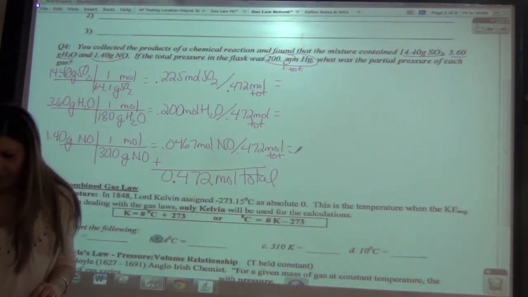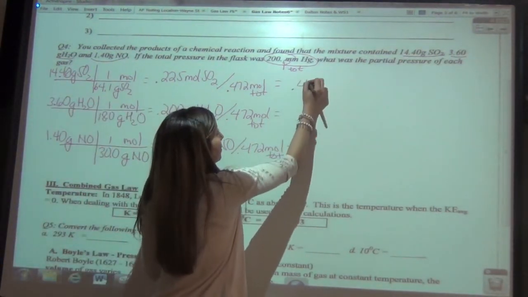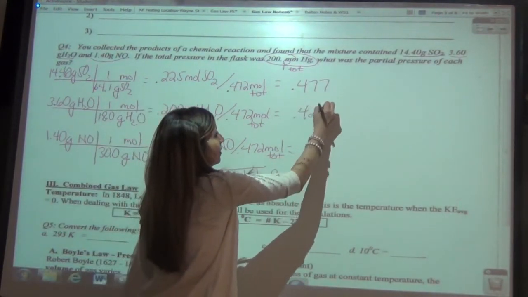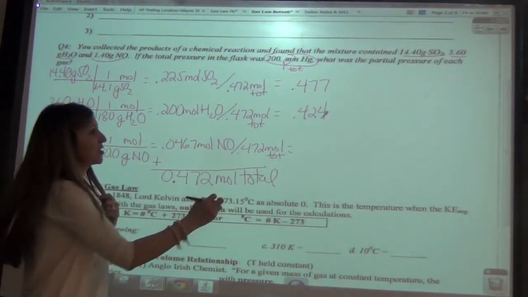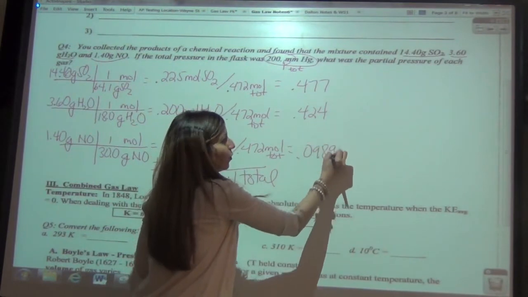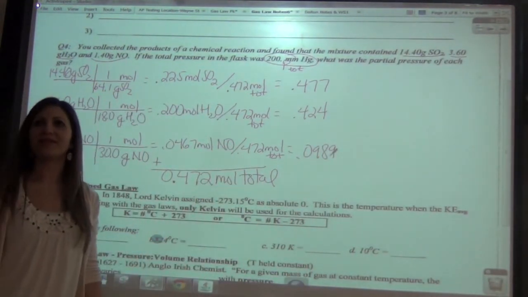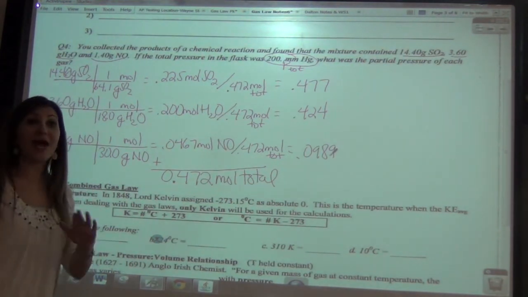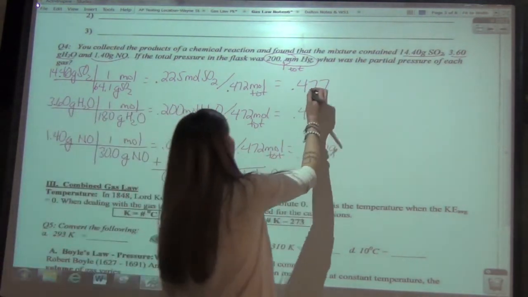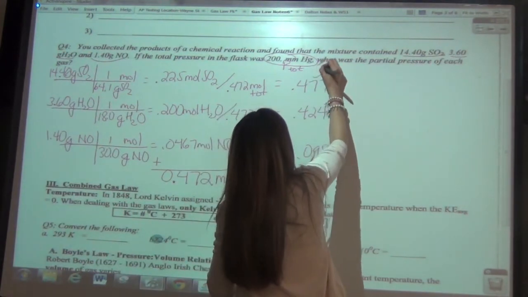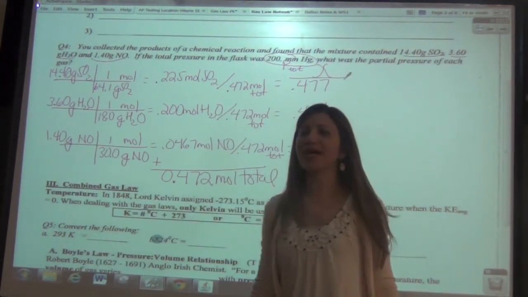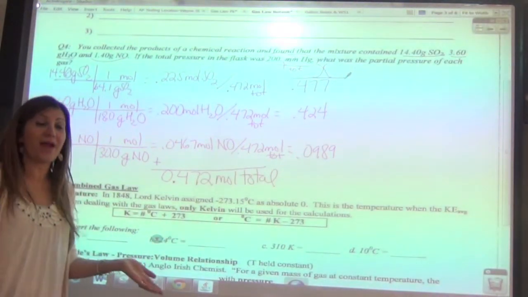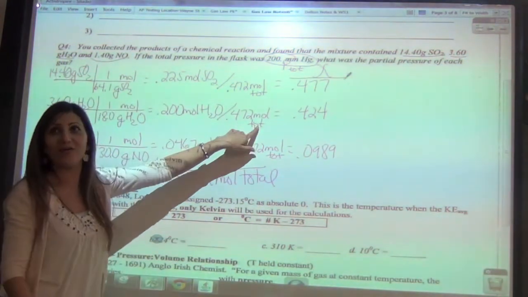On the first one, we get 0.477. On the second one, we get 0.424. And on the third one, we get 0.0989. What are the units of this? Nothing. No units. Fractions don't have units. What you would call this is chi. That's your chi, and chi is a fraction, and you don't have units like percent, for example, or fractions, you don't have a unit because they just cancel out, okay?